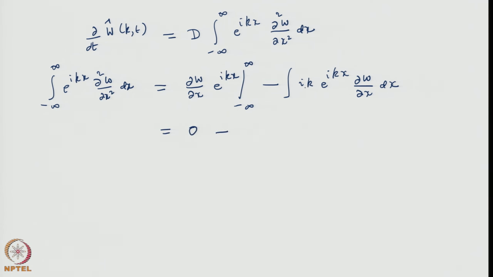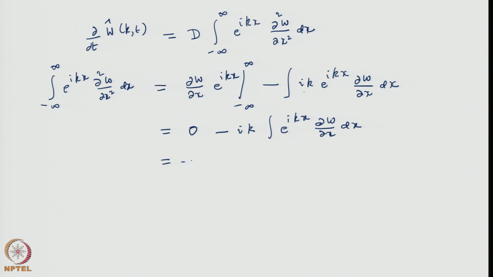And here, i k does not depend on x, so it can be taken out, minus i k e to the power i k x dw by dx. Now, we can identify this as the Fourier transform of dw by dx. So, once again, we can do it by parts.